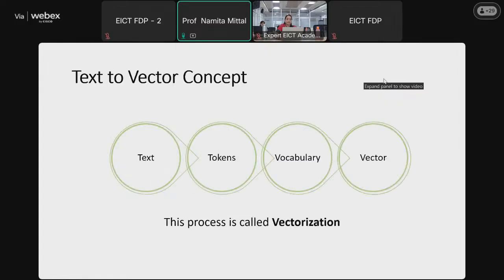First we start with the text, then it is converted into tokens, removing punctuation, white space and other things. Then we reach the distinct vocabulary using stemming and lemmatization, and many other steps. Ultimately we have the distinct vocabulary, and every vocabulary item is a word that is to be converted into a vector. This process is called vectorization. So what we saw yesterday was nothing but vectorization.